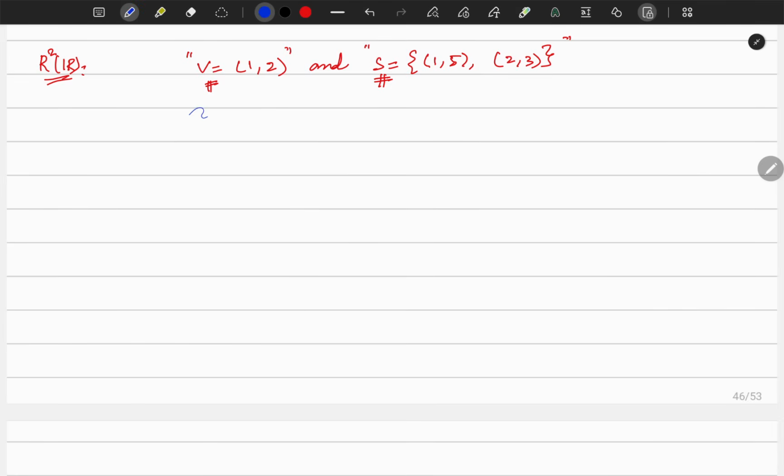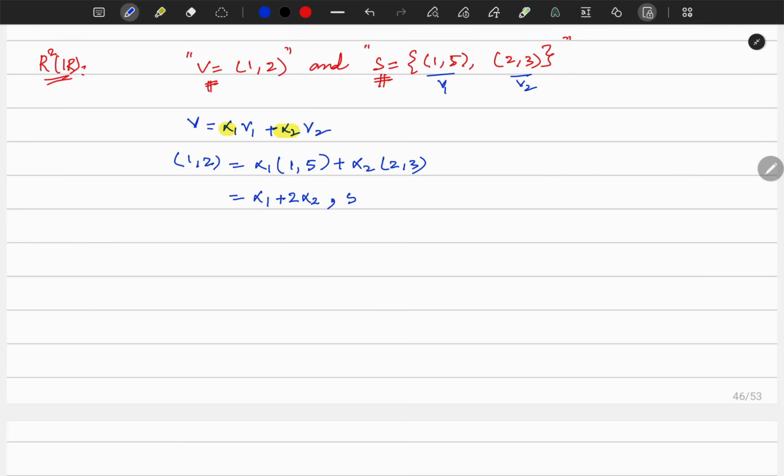ओके, तो आपको क्या करना है, v को क्या लिखना है, सेट ऑफ वेक्टर्स. फॉर एग्जांपल इसको मान लो v1, इसको मान लो v2. ठीक है, तो आपको क्या करना है, v is equal to alpha 1 v1 plus alpha 2 v2. तो आपकी टास्क क्या है, आपकी टास्क है अल्फा 1 और अल्फा 2 को ढूंढना. ठीक है, that is v is equal to 1 comma 2, given alpha 1, v1 क्या है 1 comma 5 plus alpha 2, v2 क्या है 2 comma 3. ठीक है, तो ये किसके बराबर आएगा, alpha 1 plus 2 alpha 2 and 5 alpha 1 plus 3 alpha 2. ठीक है ना, तो ये किसके बराबर आएगा 1 comma 2.